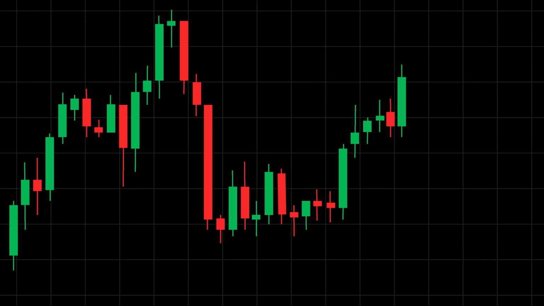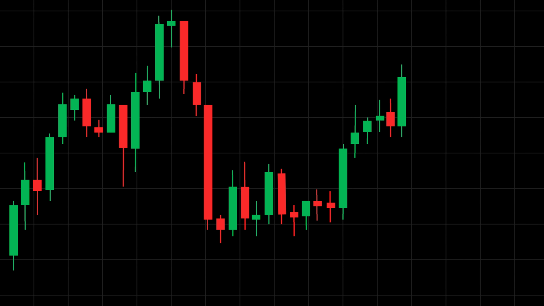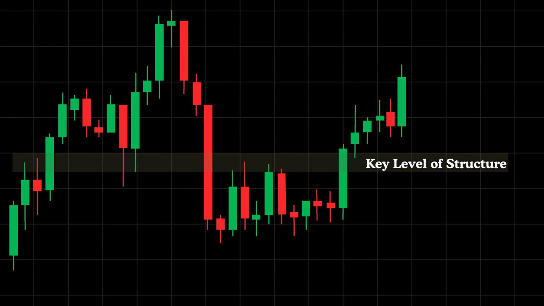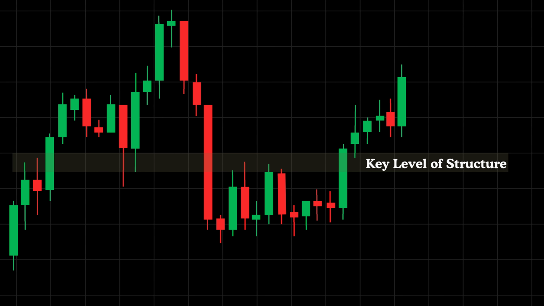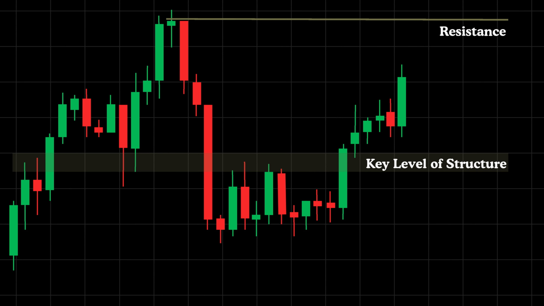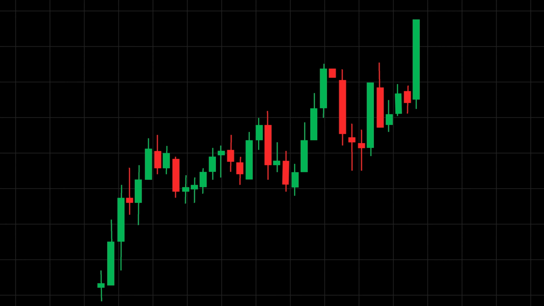On the 4-hour chart, we can see that price has recently broken above a significant supply level, indicating that demand has taken control. Plus, there's still considerable distance before the next resistance zone, confirming that both higher and lower time frames are aligned in a bullish trend.